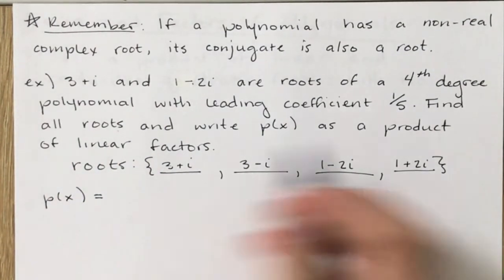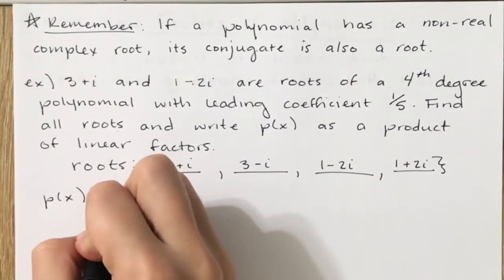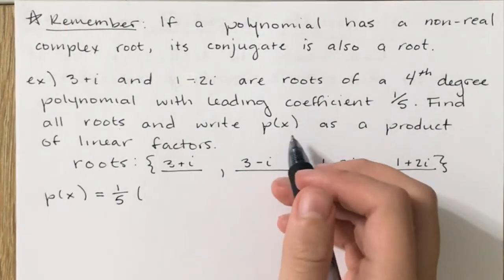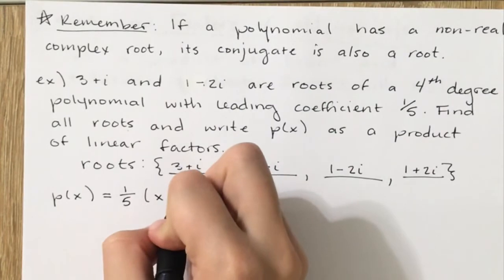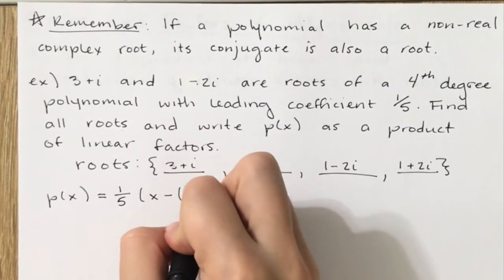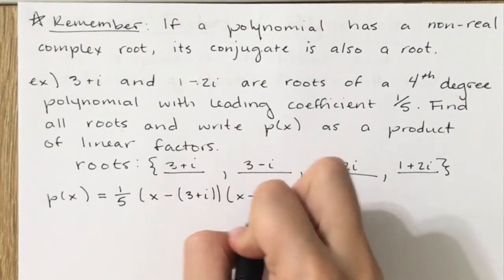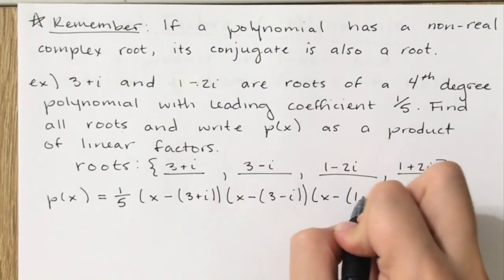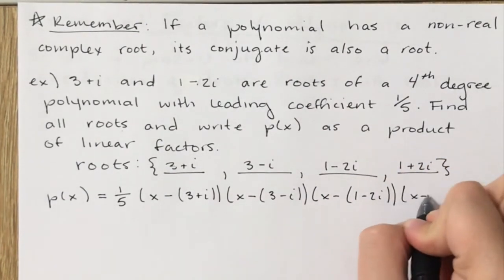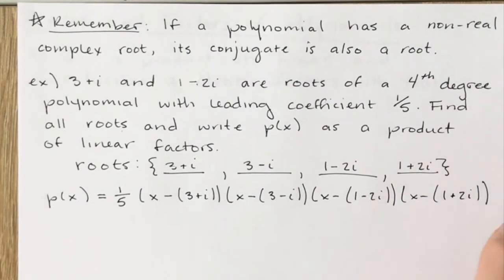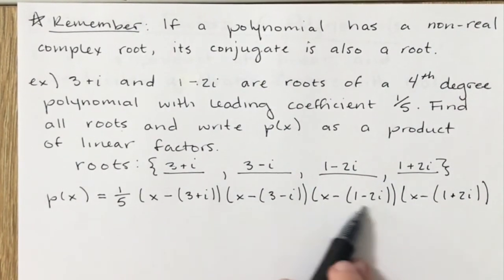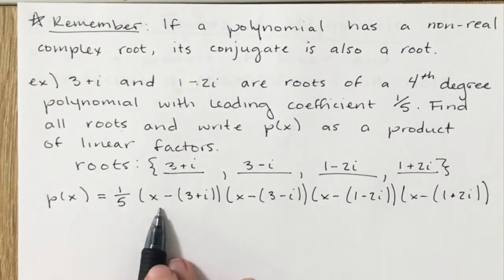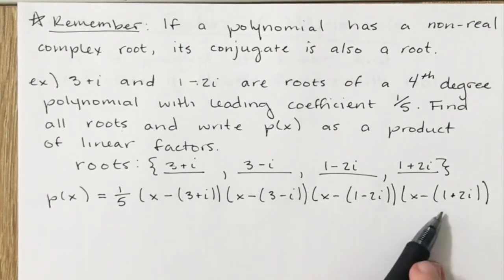How can we write P of x? Well, we can write it as a product of linear factors if we write our leading coefficient, and then all we have to do is write x minus each of these roots to give us the linear factors. So we have x minus (3 plus i), x minus (3 minus i), x minus (1 minus 2i), and x minus (1 plus 2i). Notice I put parentheses around these non-real roots for each of these factors, and that's because of that negative. It's kind of important.